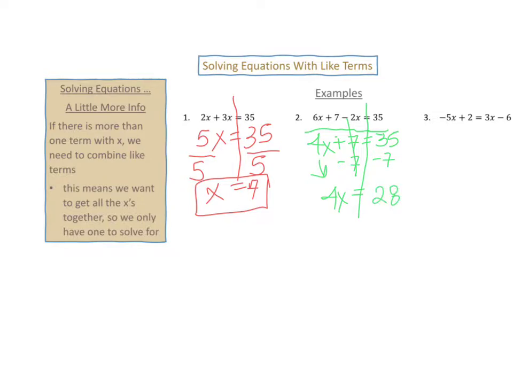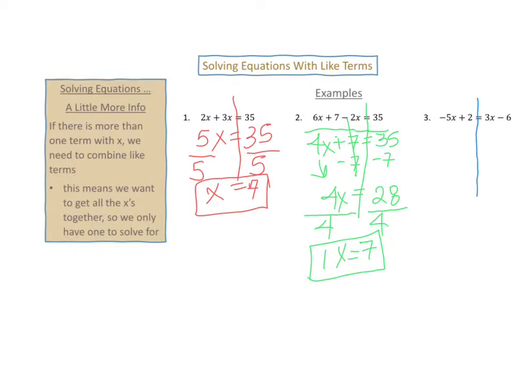I'm in good shape. I got all my x's on one side. I got all my numbers on the other, except I want to know what 1x equals, not what 4x equals. So I divide that 4 by itself to turn it into 1. 4 divided by 4 is 1x. 28 divided by 4 is, oh my goodness, do you see a pattern here? 7. Do you think 3 will be 7 too? I don't know. Let's find out.